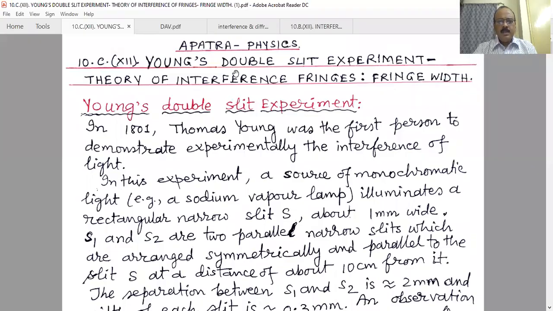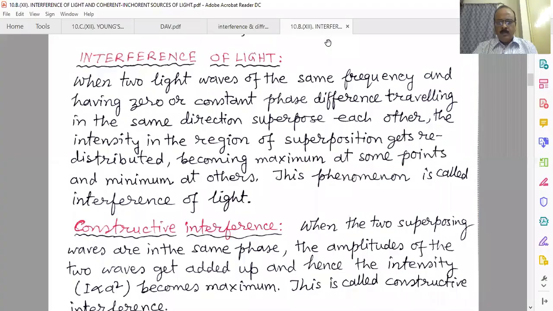Today's topic is Young's double slit experiment, theory of interference of fringe and fringe width. In our previous class, we have learned about the interference of light.